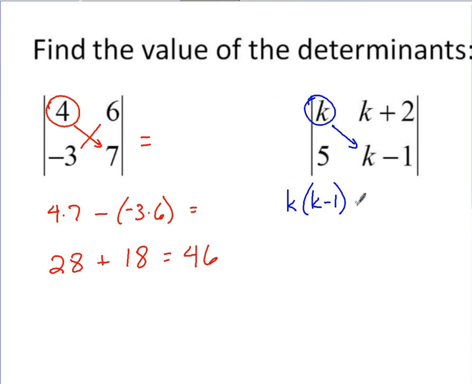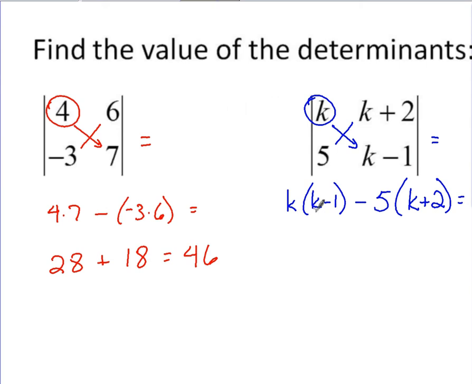I'll be subtracting from that the product for the other diagonal. So for the other diagonal, I'll take 5 times that quantity of k plus 2. So again, I need parentheses here because I'll distribute that 5 through. As I do my distribution, this equals this step here. This equals the next step.